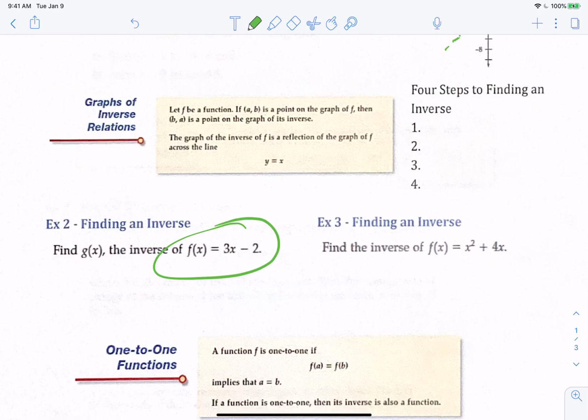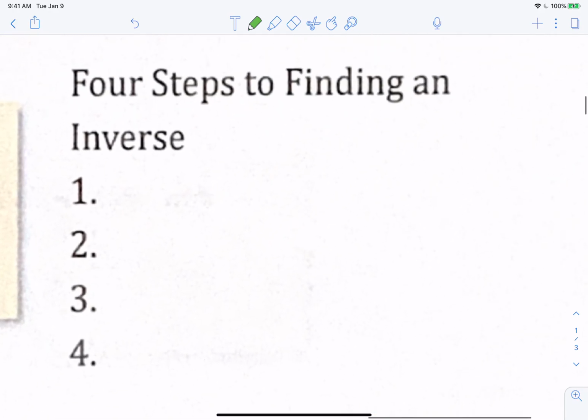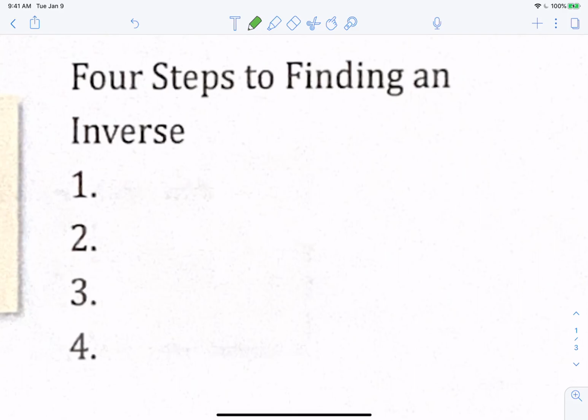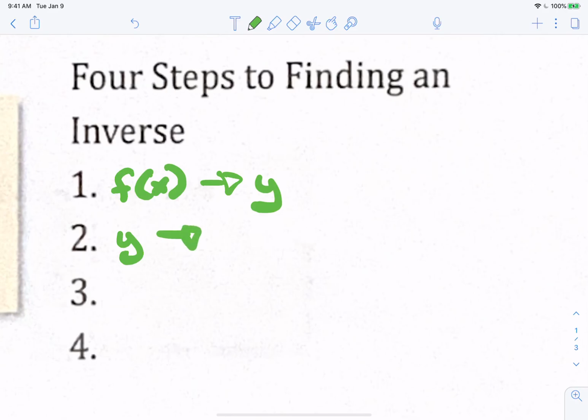Okay? There are 4 steps. And you guys probably remember these 4 steps to finding the inverse. You take the f of x, or whatever it's called, and you change it to be y. You guys remember this? Take f of x and you switch it to y. Then you take y and x and you flip the x and the y around. So y becomes x, x becomes y.